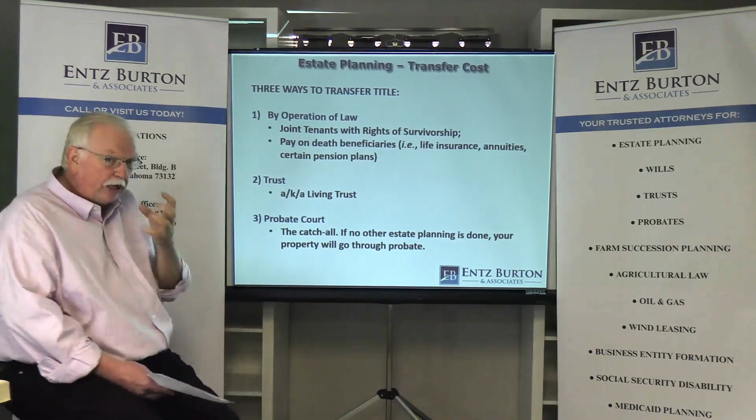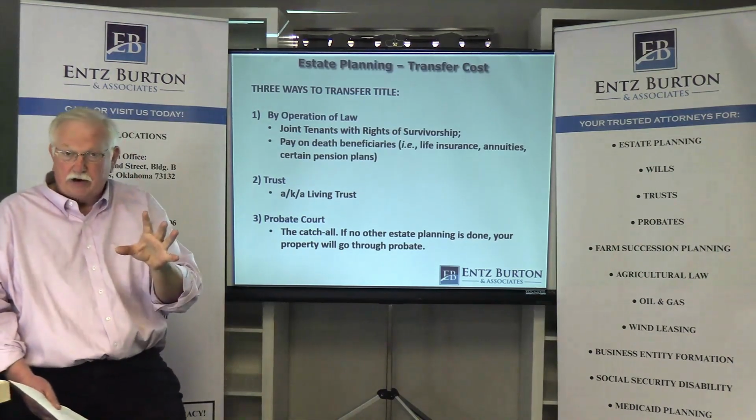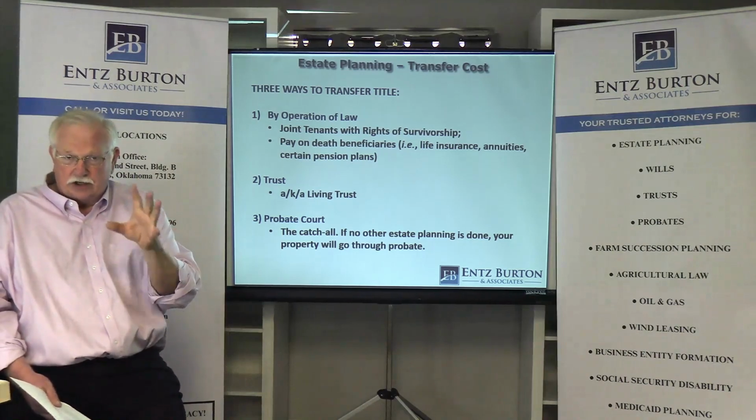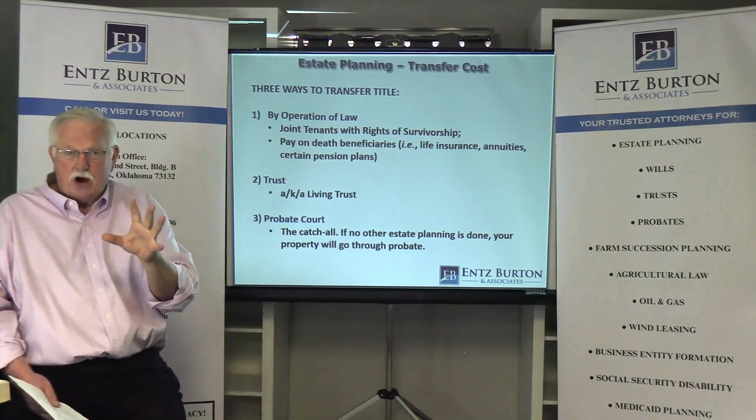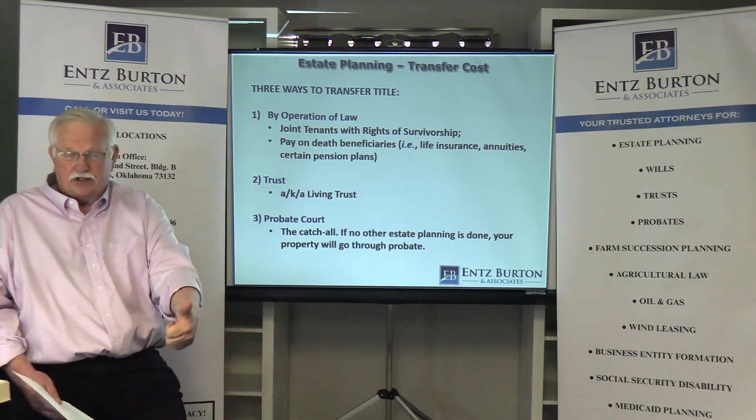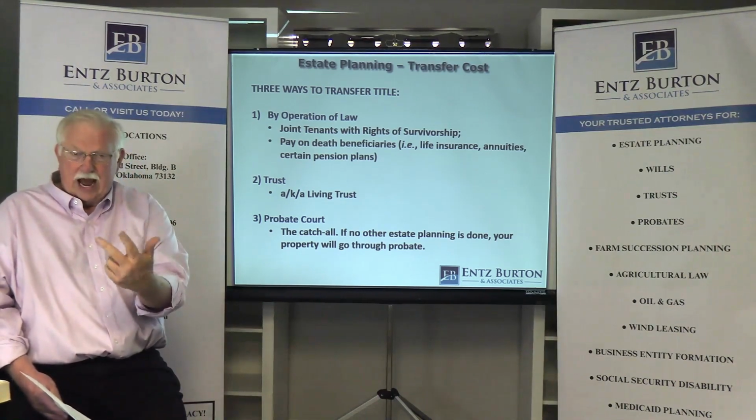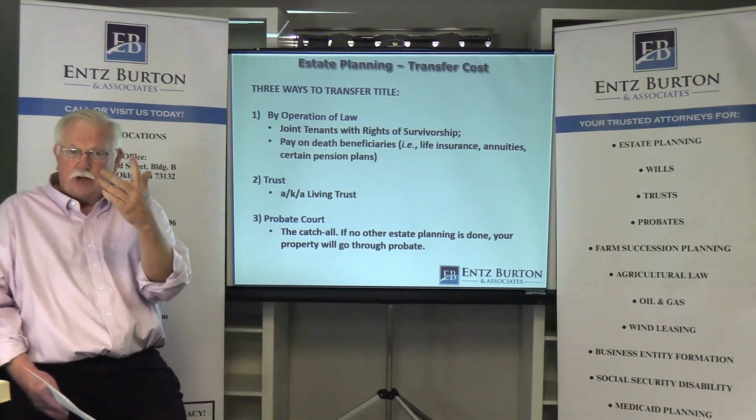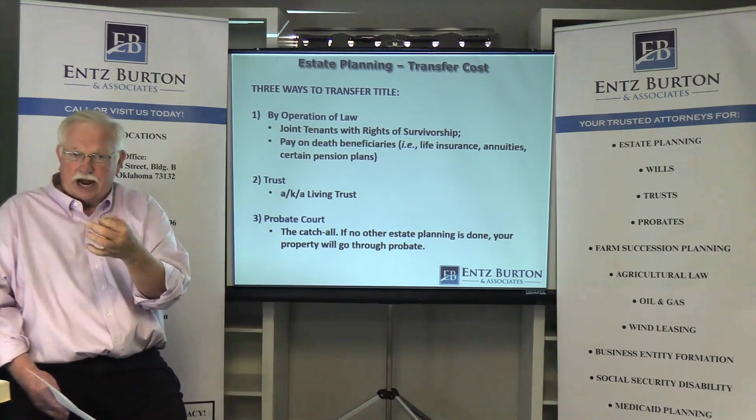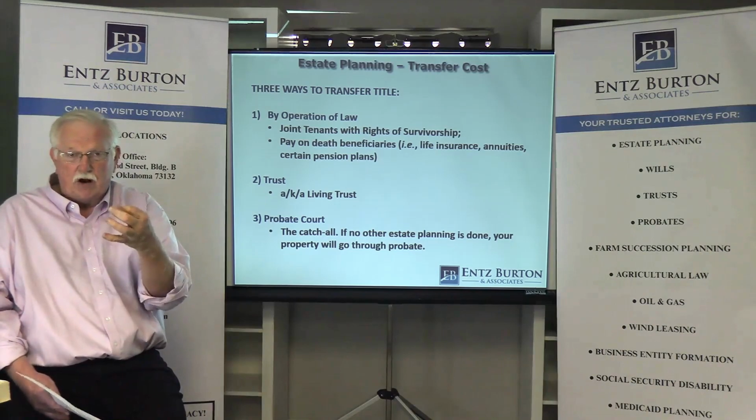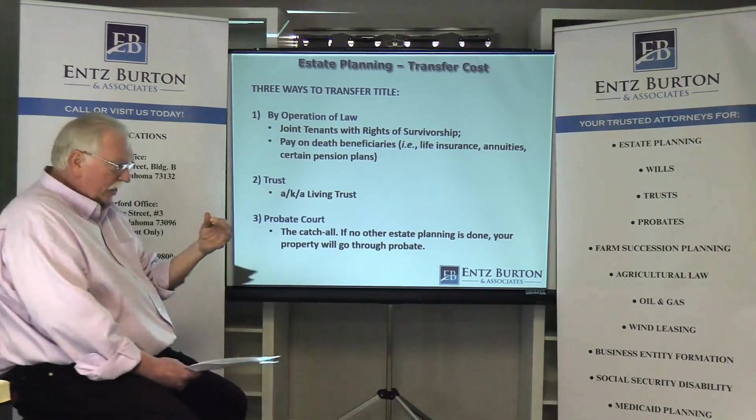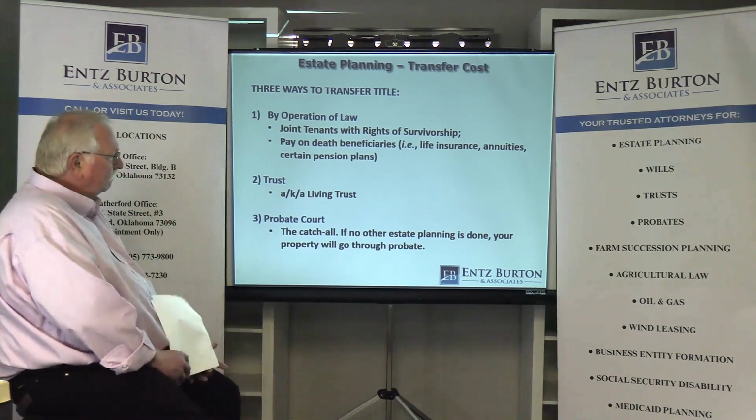Basically, there are only 3 ways to transfer the title of your assets to the next generation. At your death, everything you own is either going to pass by operation of law, through a trust, or through probate. For most of my clients, we want to avoid probate, so we arrange their assets to pass by operation of law and through a trust. So let's go to the next one.